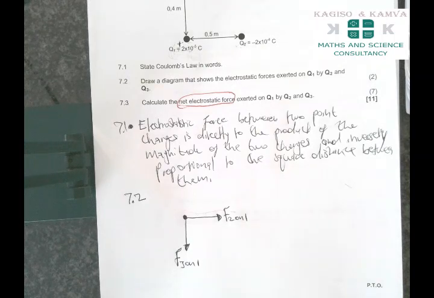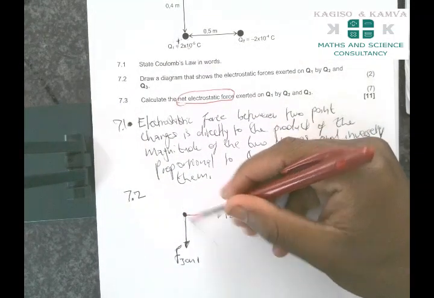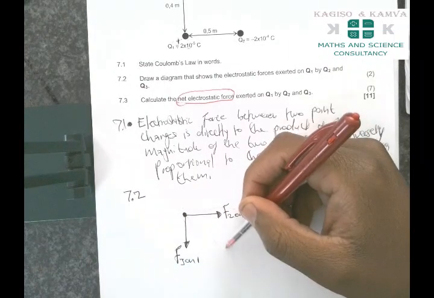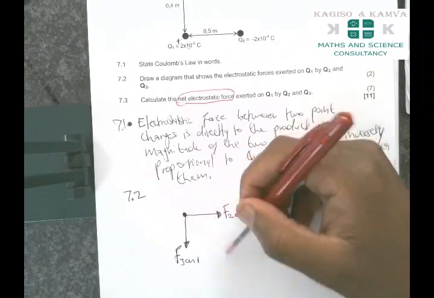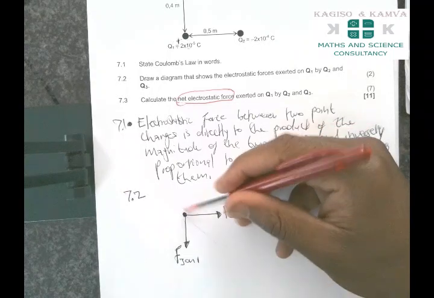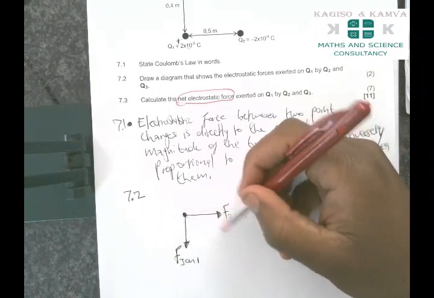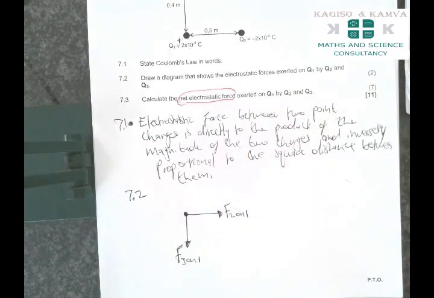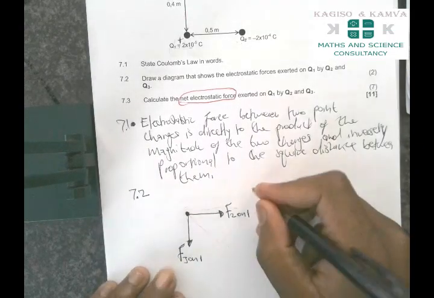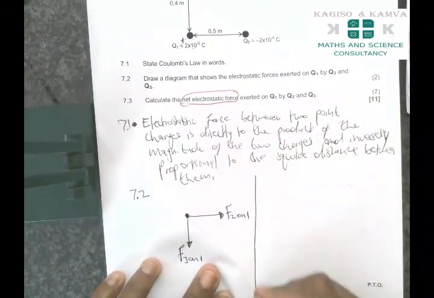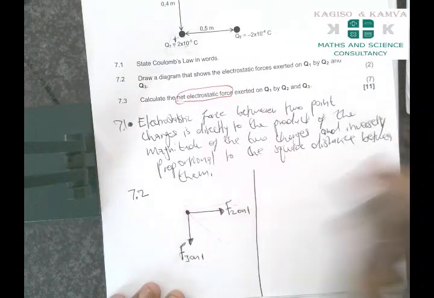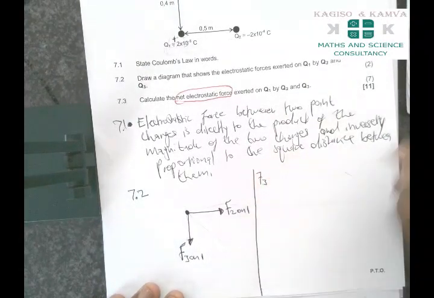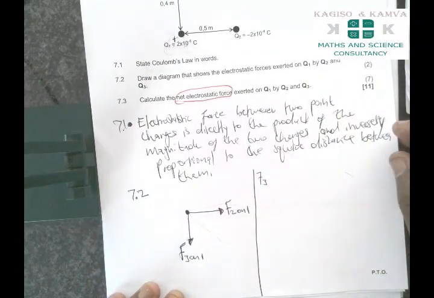So the resultant will be at an angle. The net electrostatic force will be at an angle. Which direction will the net electrostatic force take? It will take this direction, this one. Now if it takes this direction, we will have to apply the theorem of Pythagoras to determine the resultant. Now let me divide this page into two like this, and say this is 7.3.